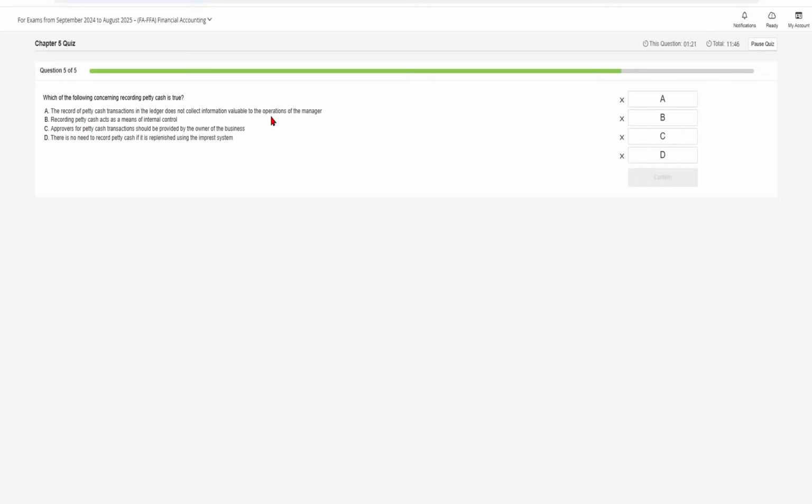And the second last, approval for the petty cash transaction should be provided by the owner of the business. The approver should be your trusted employee, the employee whom you trust. Not necessarily the owner. So it's incorrect. And the last is there is no need to record petty cash if it is replenished using the imprest system. So even if you are using the imprest system, which is a fixed petty cash level every month, you still need to record every transaction for the control, right? And for replenishment, whatever amount we are in deficit, we will refill by the same amount to top up the balance. So that's why it's again incorrect.